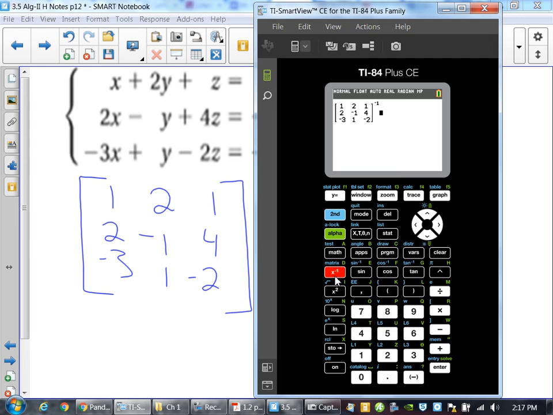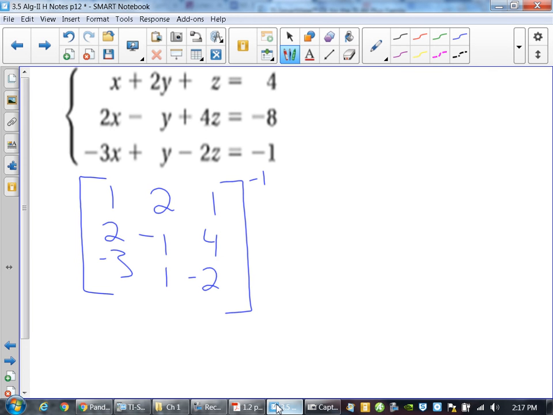So now, we need to figure out what to multiply this to. What we have to multiply it against is the matrix of the answers. The answer matrix looks like this: 4, -8, and -1. How many rows is that? 3 by 1, very good. It's 3 rows with 1 column.